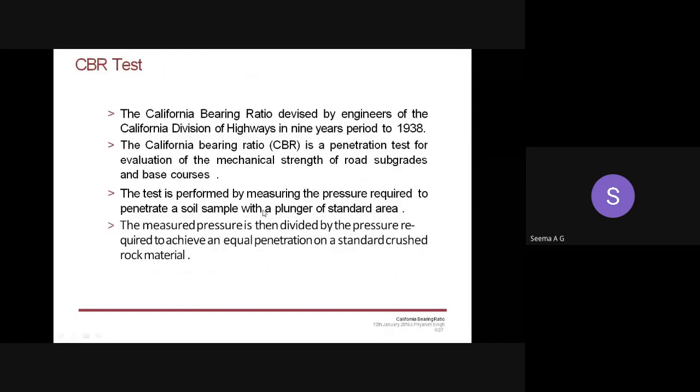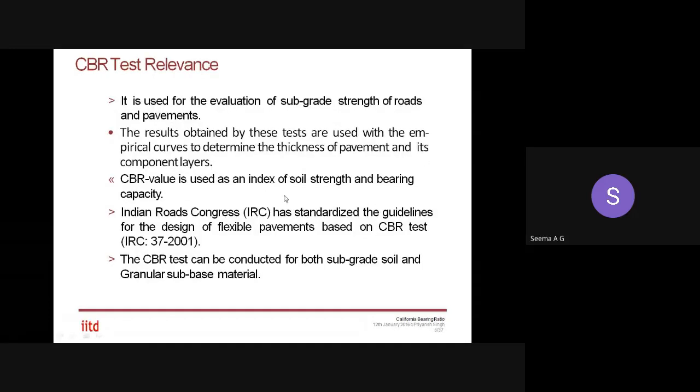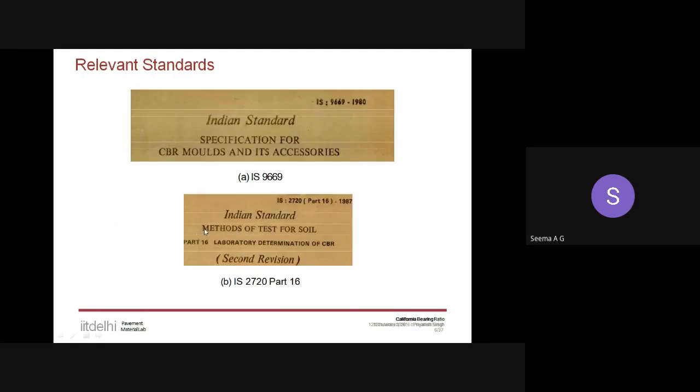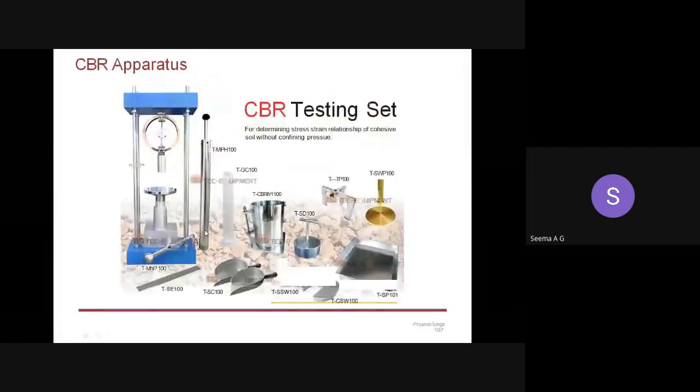So California bearing ratio test is a penetration test for the evaluation of the mechanical strength of road subgrade and the base courses. It indicates the strength of soil mass. At the same time, it gives an idea regarding the bearing capacity of soil mass. The type of penetration test. So these are the equipments needed for the experiment.